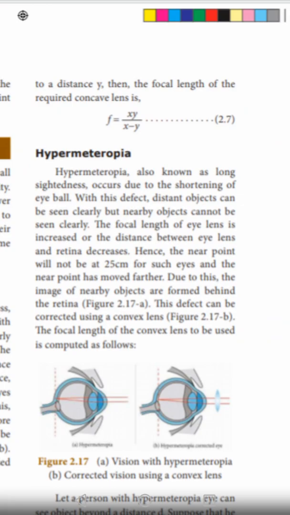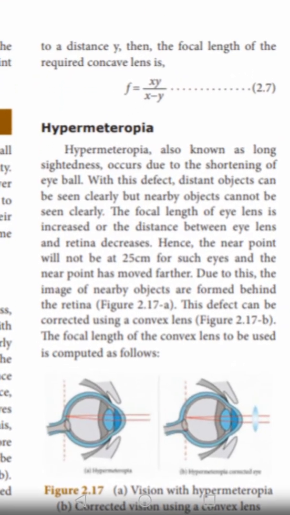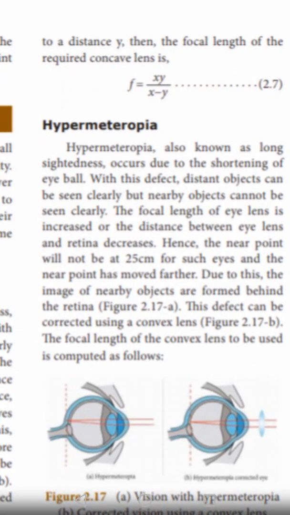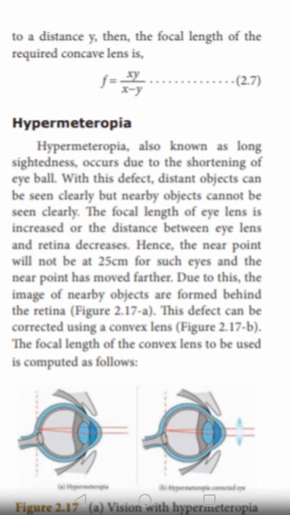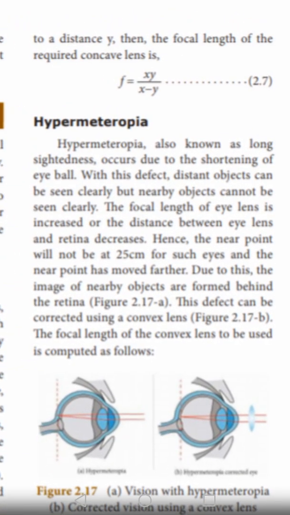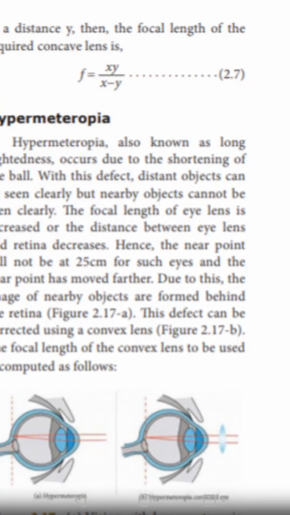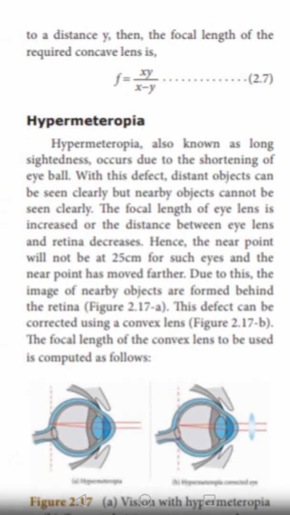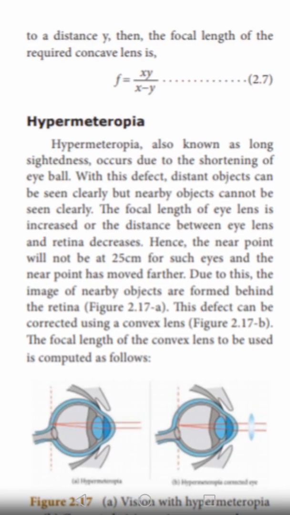Next one is hypermetropia. Hypermetropia, also known as long-sightedness, occurs due to shortening of the eyeball. With this defect, distant objects can be seen clearly, but nearby objects cannot be seen clearly. The focal length of the eye lens is increased, or the distance between the eye lens and retina is decreased. Hence the near point will not be at 25 centimeters for such eyes, and the near point has moved further. Due to this, the image of a nearby object is formed behind the retina.